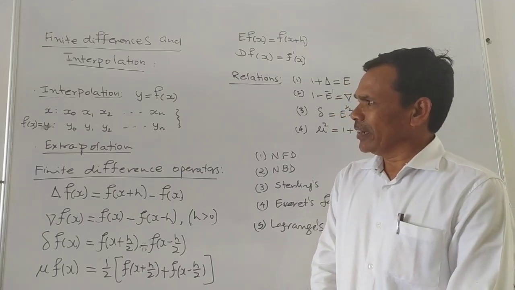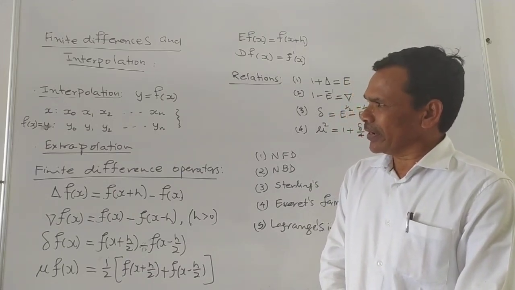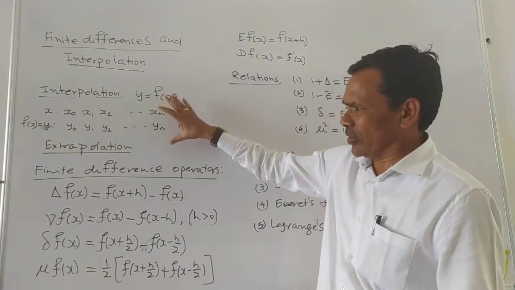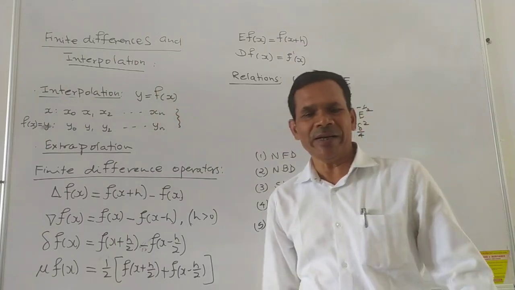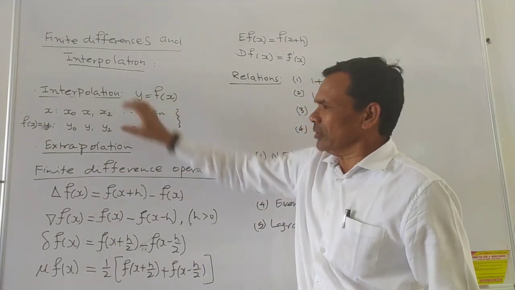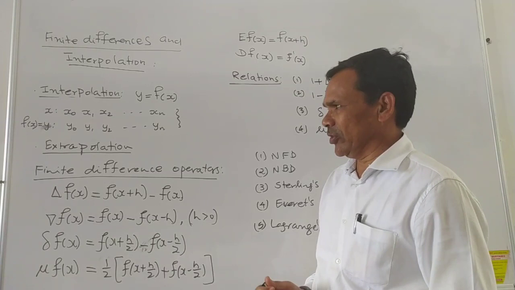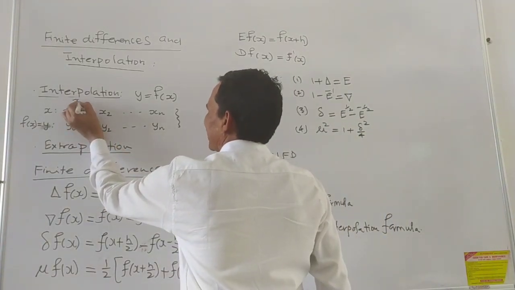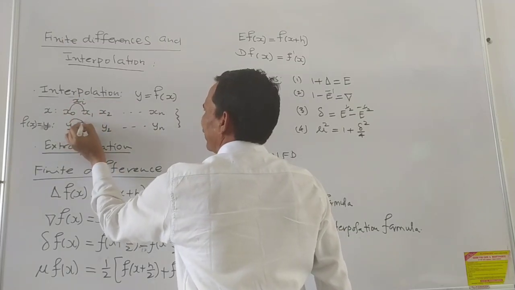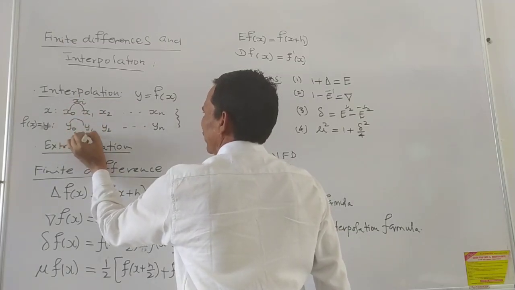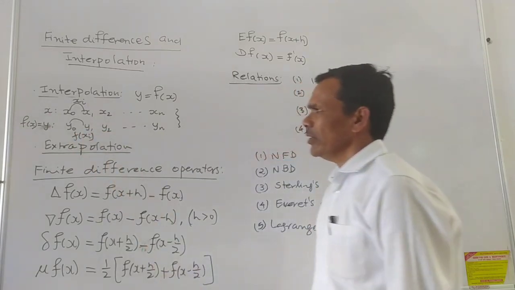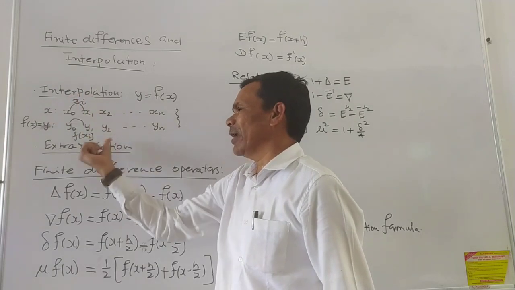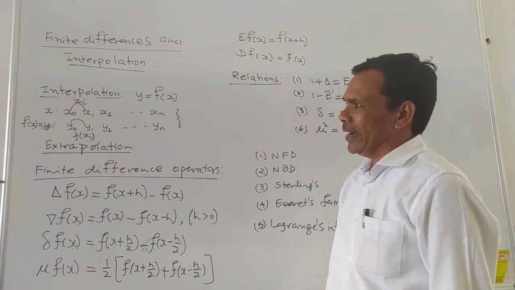Now what is meant by interpolation? Interpolation is the technique to find the value of y, or the function f of x, for some intermediate value of x. Suppose you need to find f of xi, where xi is located between x0 and x1. Finding f of xi for an intermediate independent variable is nothing but interpolation.